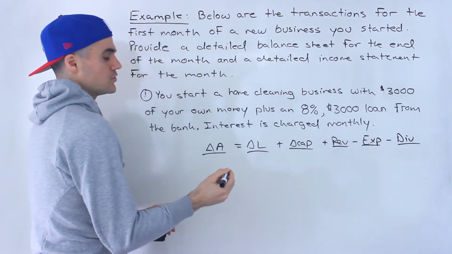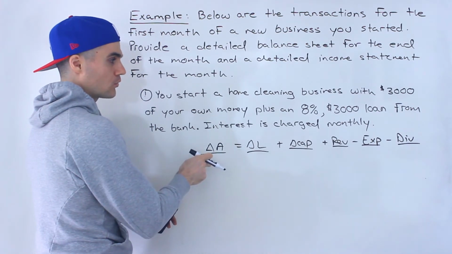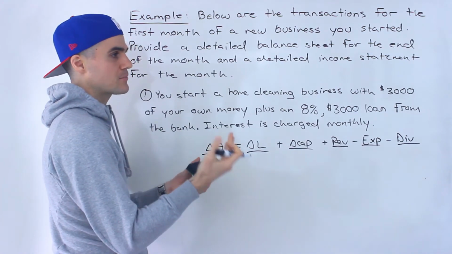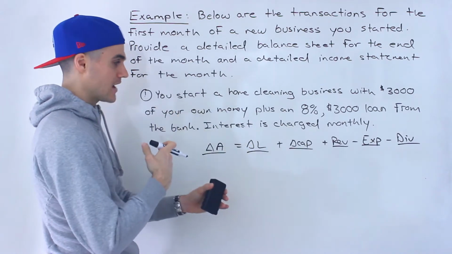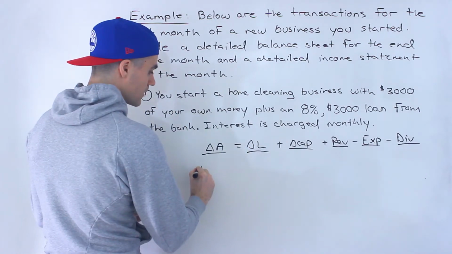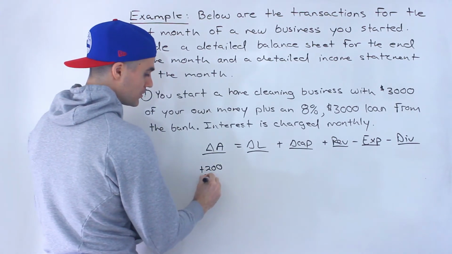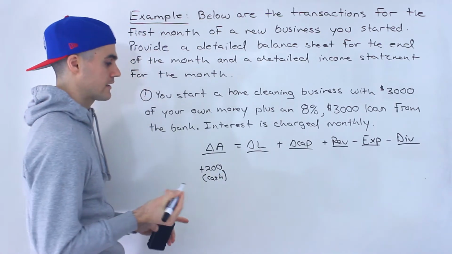But now what we're going to do is for each of these inputs, we're going to state specifically what account is affected. So for example, let's say that we make revenue and we get paid in cash. Let's say we get $200. Well, I would put 200 here, but instead of just putting the 200, I'm going to put the specific account that's also going to be affected, which would be cash.